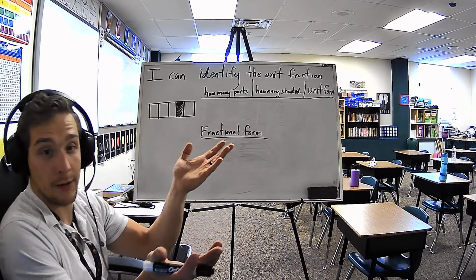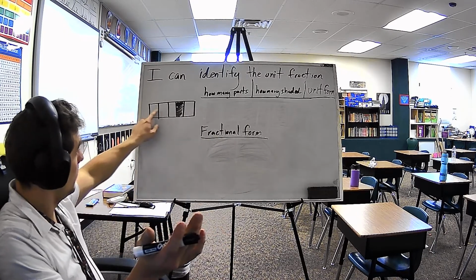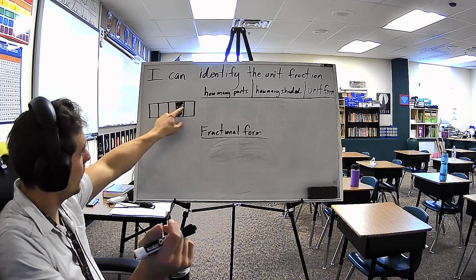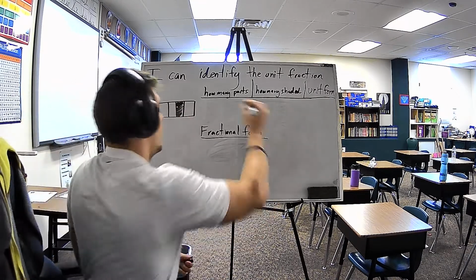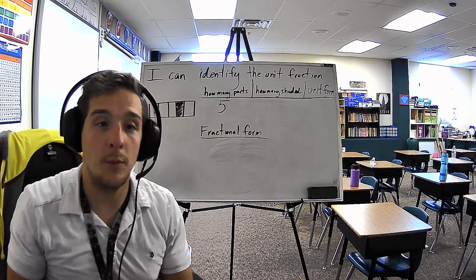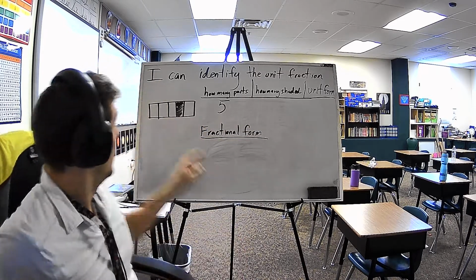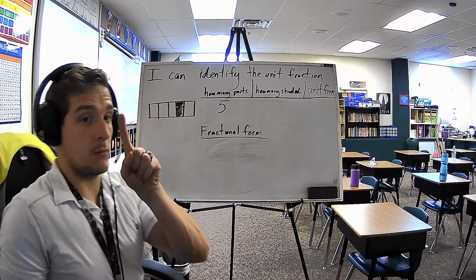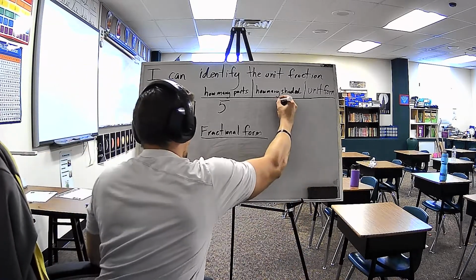And all you have to do is count. 1, 2, 3, 4, 5. There are 5 parts here. And now over here is saying, how many of them are shaded? 1. 1 is shaded.